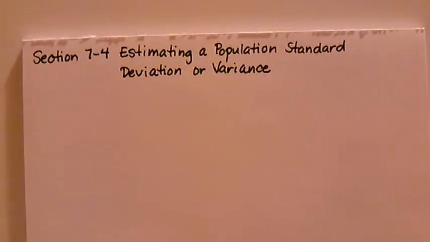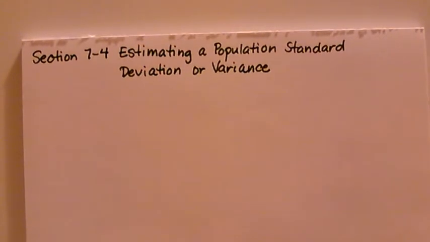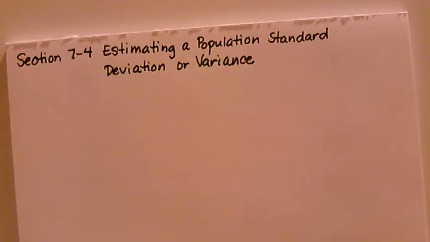Okay, in this video we're going to be looking at how to estimate a population standard deviation or variance. We're still on confidence intervals, so we're finishing up this part on confidence intervals by estimating a population standard deviation or variance. Alright, so in this case we're going to be looking at a point estimate. We're going to find out what the best point estimate is for a population variance.